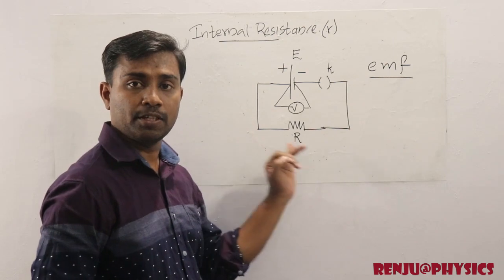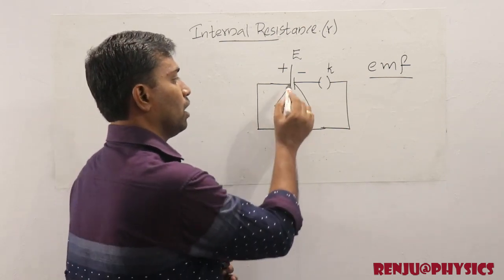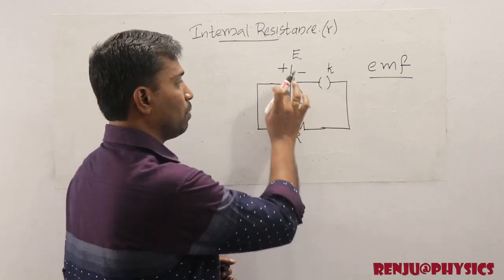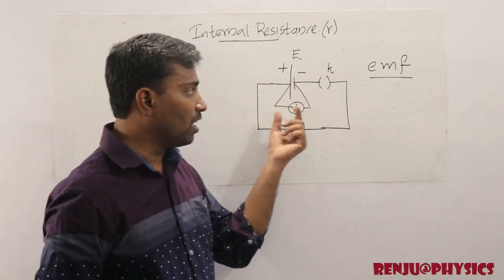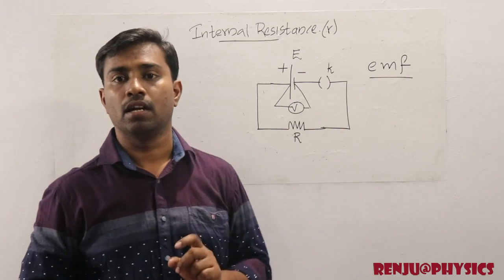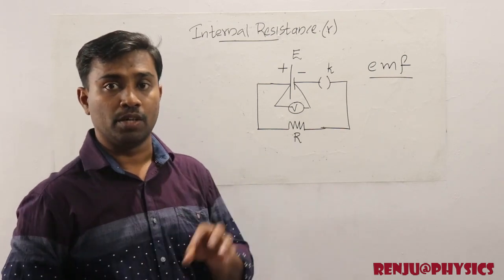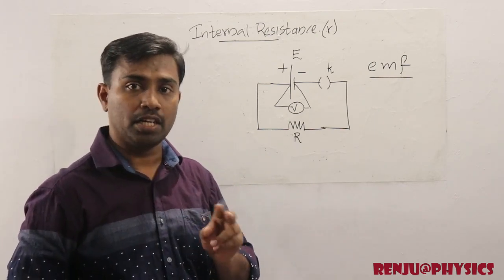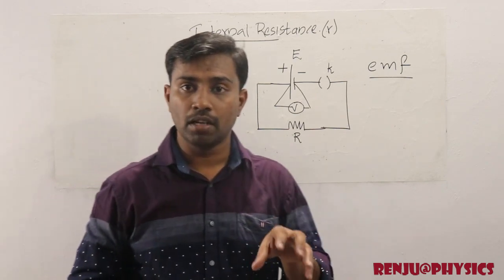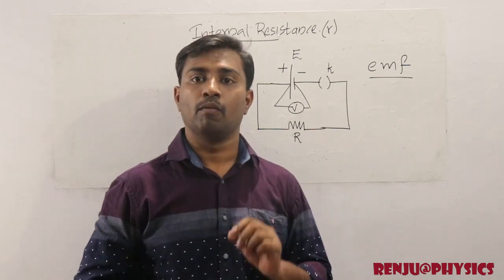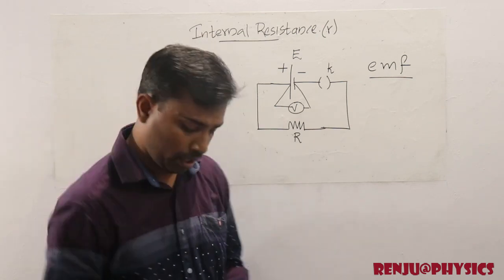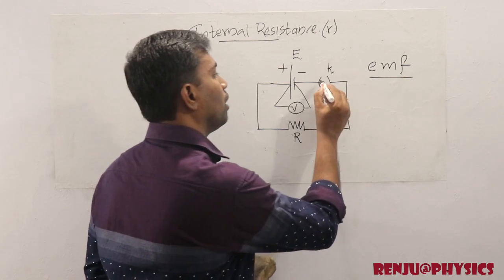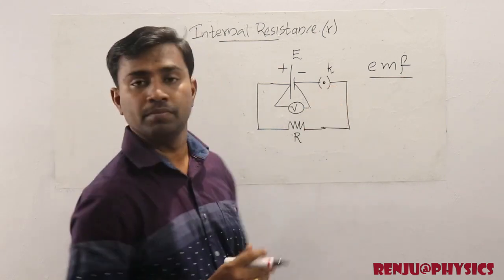So here we consider a circuit with a battery of voltage E connected to a key through a resistor, and I connect a voltmeter between the positive and negative terminals of the cell. The voltmeter reads a value, and that value is called the EMF of the cell. EMF is the potential difference between the terminals of a cell when no current is drawn from the cell. After that, I close the key.